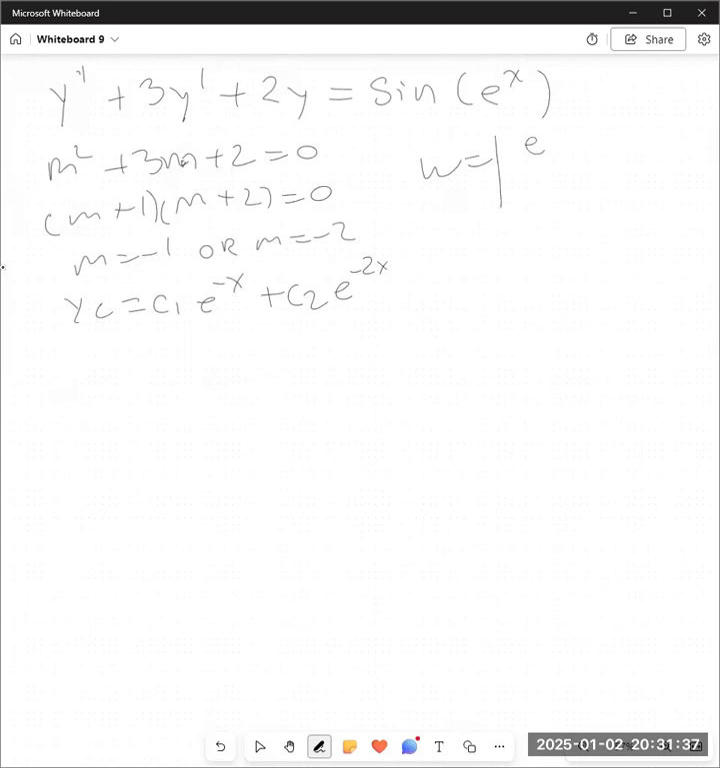W equals the determinant with rows e to the negative x, e to the negative 2x, and negative e to the negative x, negative 2e to the negative 2x. And we just did this last time, but we'll do it again. This is negative 2e to the negative 3x minus a negative is a positive, e to the negative 3x. So that's a negative 1e to the negative 3x.